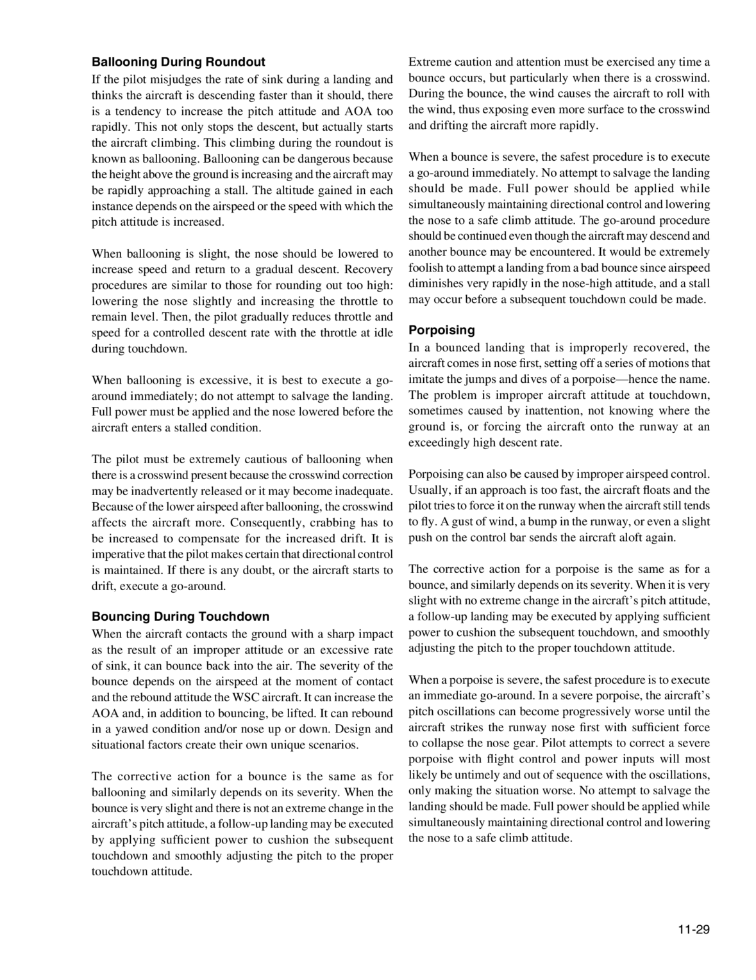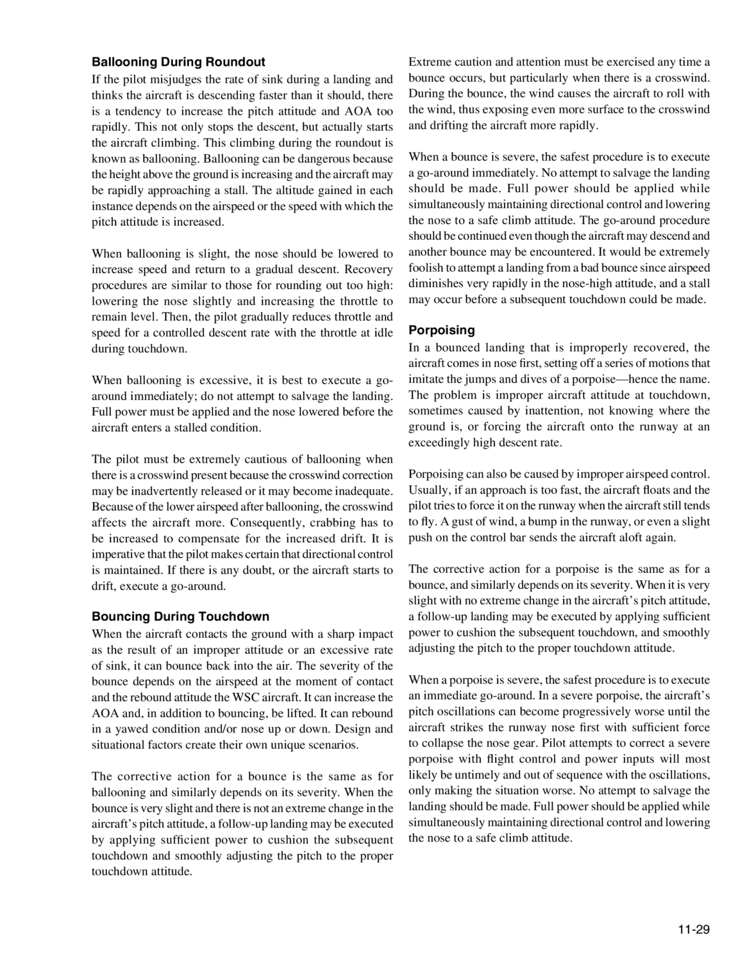When a bounce is severe, the safest procedure is to execute a go-around immediately. No attempt to salvage the landing should be made. Full power should be applied while simultaneously maintaining directional control and lowering the nose to a safe climb attitude. The go-around procedure should be continued even though the aircraft may descend and another bounce may be encountered. It would be extremely foolish to attempt a landing from a bad bounce since airspeed diminishes very rapidly in the nose-high attitude, and a stall may occur before a subsequent touchdown could be made.